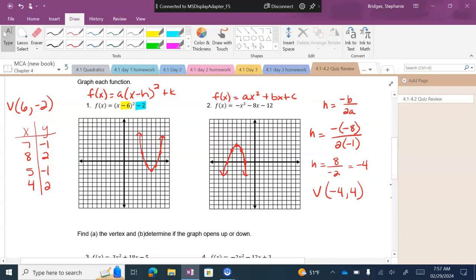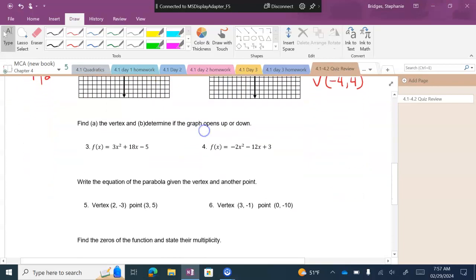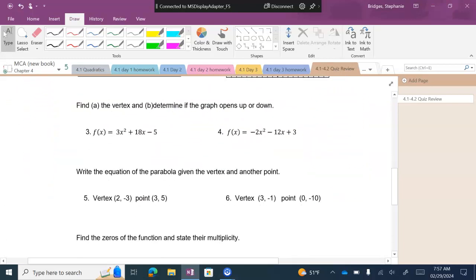Again, to determine the vertex when it is in standard form, we're going to use the opposite of B over 2A. So A is going to be 3, B is 18. Does everybody agree with that? Okay, so we're going to set it up to find H. It is the opposite of B over 2 times A. So that's negative 18 over 6, which reduces to be what? Negative 3. Okay, so in my vertex, the H value is negative 3.